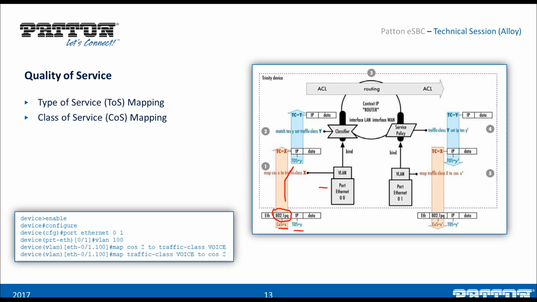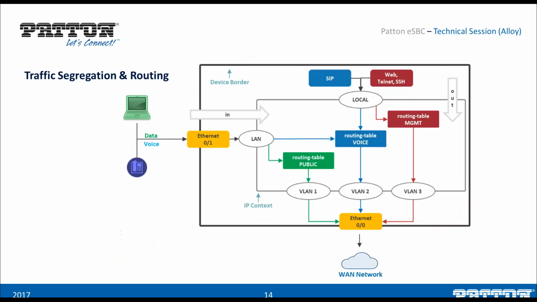But at the lower layers, we pick up from the IP part of the packet. We pick up the type of service. We pick up the COS from the 802.1P segment of the packet. And then when the traffic goes out, we can tag the traffic. We can tag TOS and COS values when the traffic goes out through the other port. So this is basically the mapping which is possible on our devices.